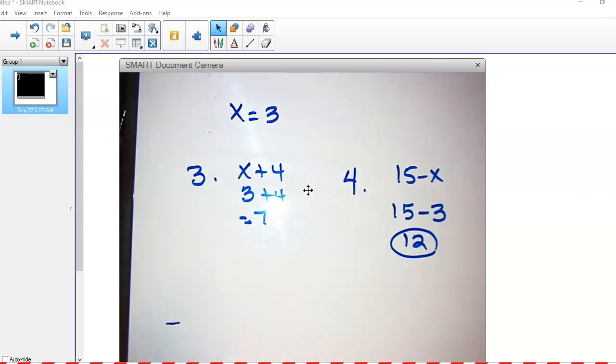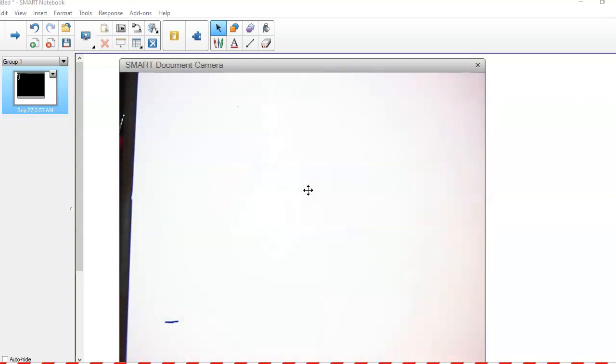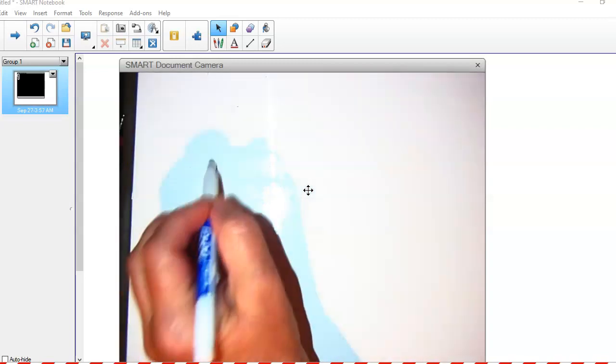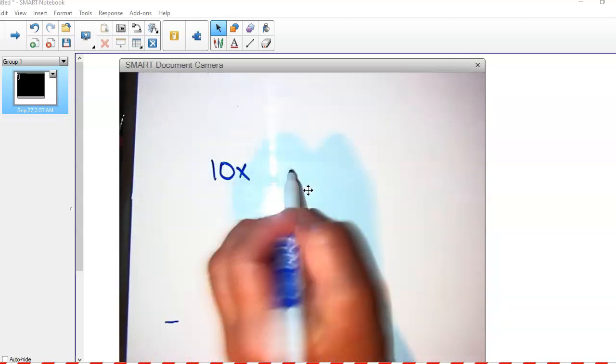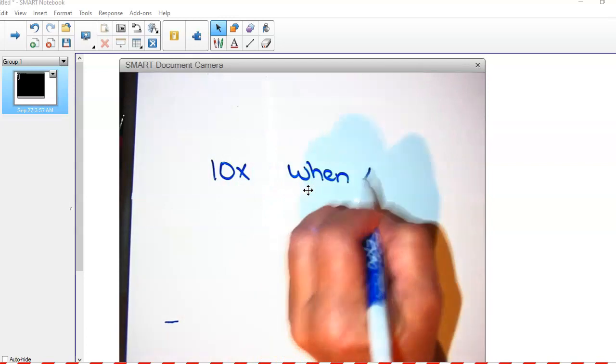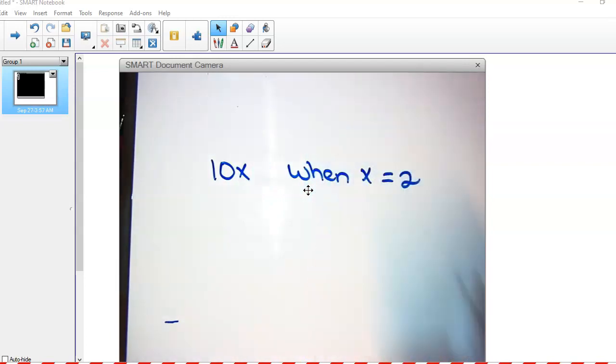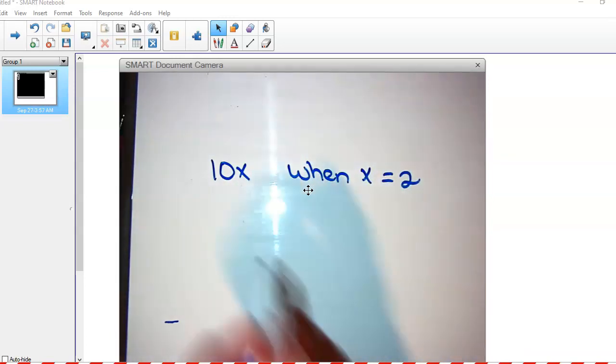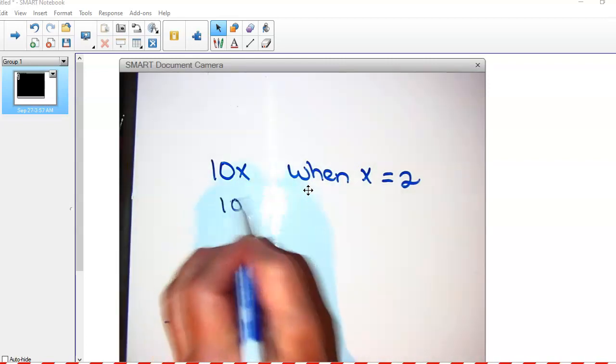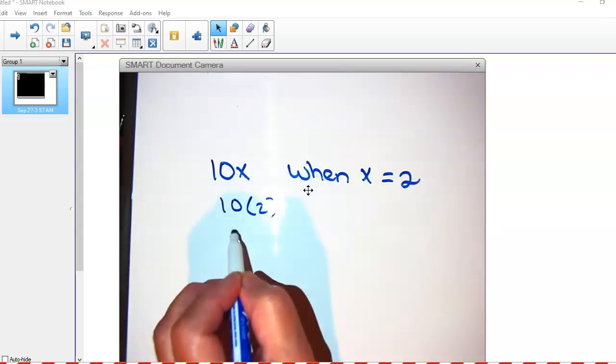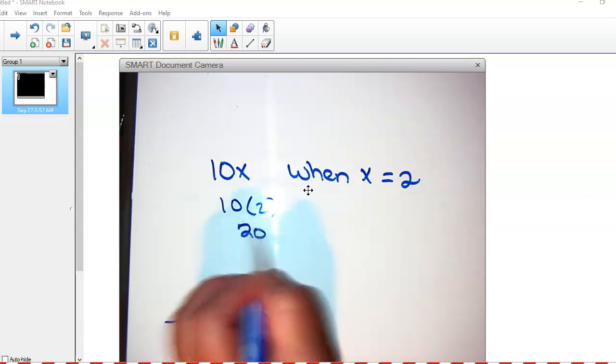Okay, so now I'm going to give you one to try. We have 10x, and this time I'm going to say when x is equal to 2. Give you a second, so that's 10 times 2, and that equals 20.